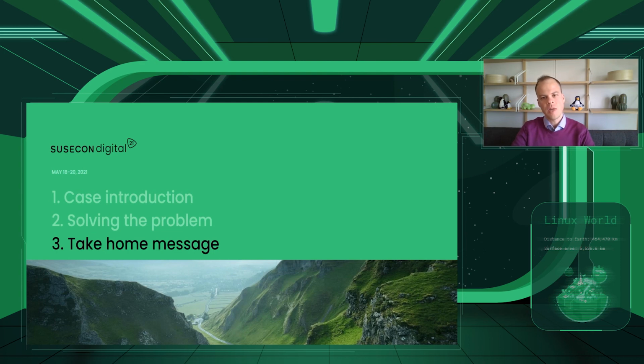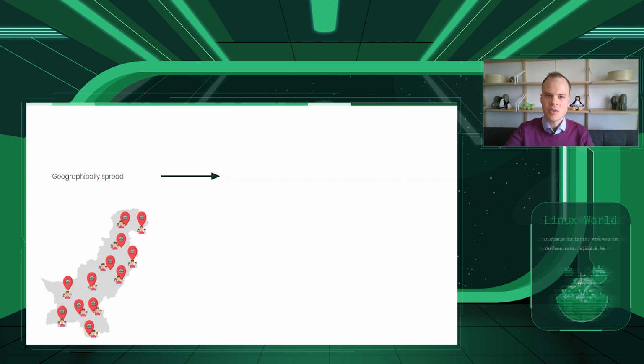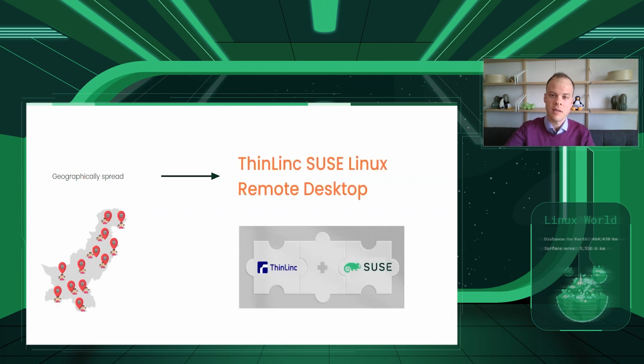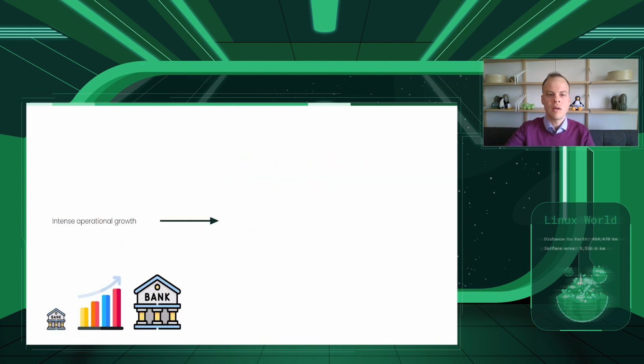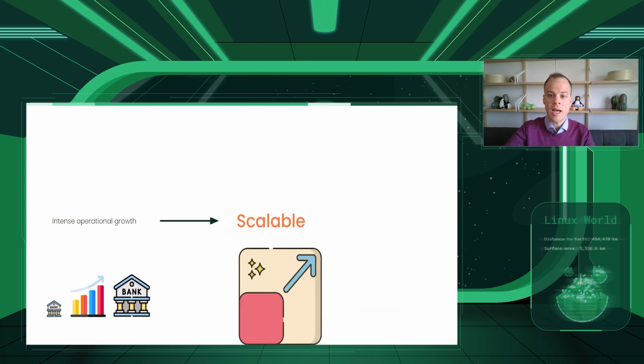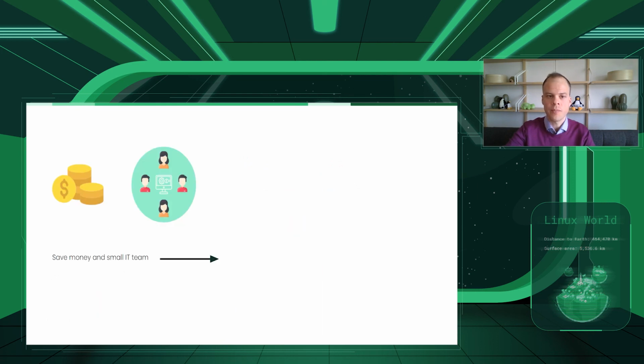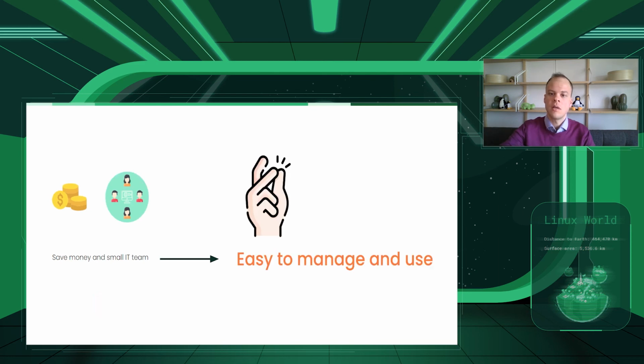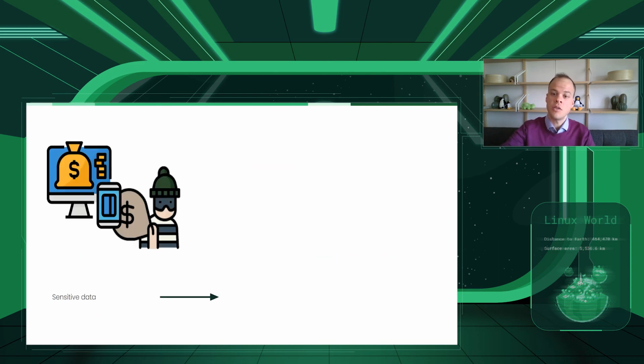As a take-home message, finalizing, the idea is to bring together what we discussed during the presentation. How did the bank solve the problem of being geographically spread? Through the ThingLink SUSE Linux remote desktop. How did the bank solve the problem of intense operational growth? With an IT system that is scalable. How could the bank save money and keep a small IT team taking care of more than 4,000 users? It should be easy to manage and use.